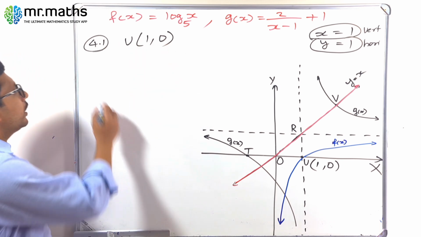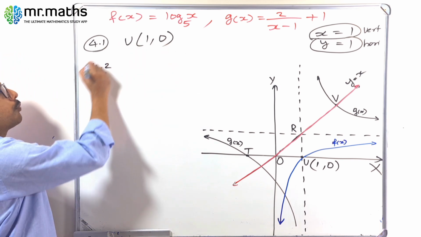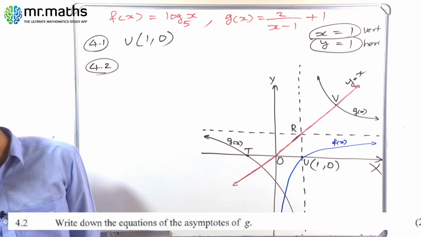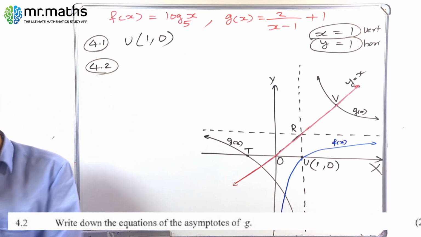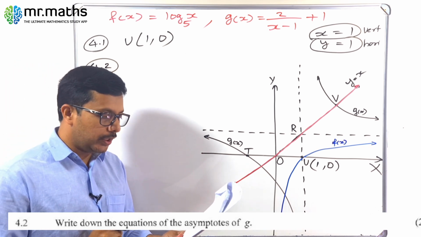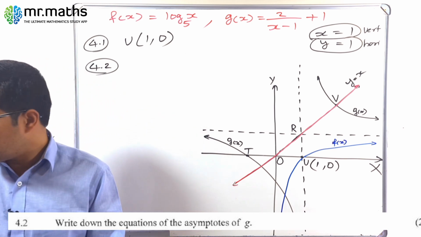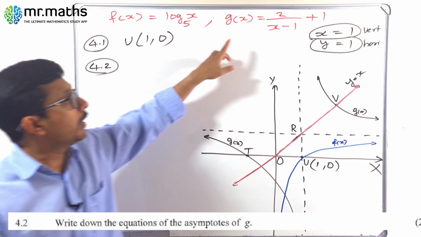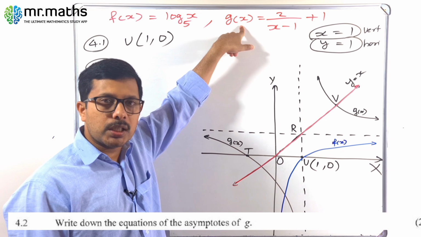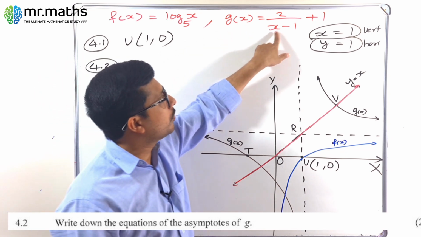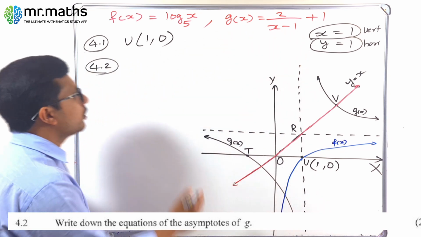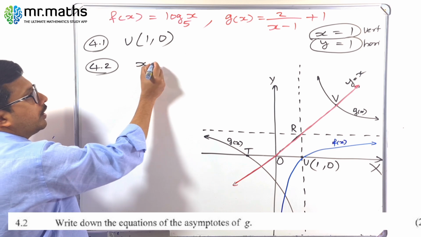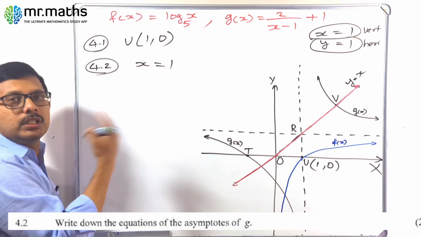Okay, let's move to the next question, question number 4.2. What is that question? Write down the equation of the asymptotes of G. You have to write the equations of the asymptotes of G. We already wrote it there. So when it is minus 1, what are the equations? X is equal to 1, positive 1.